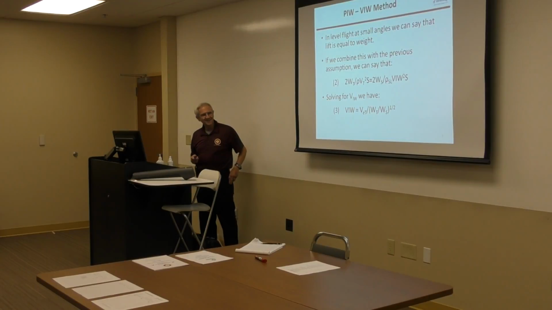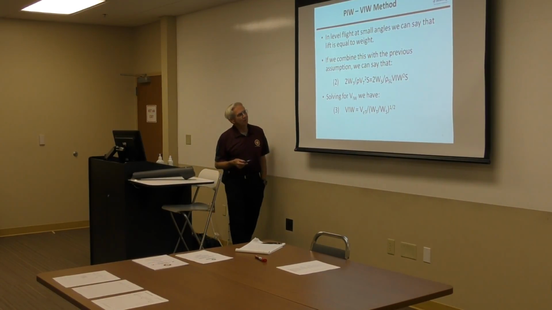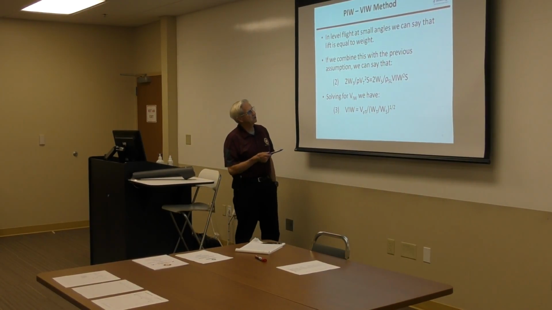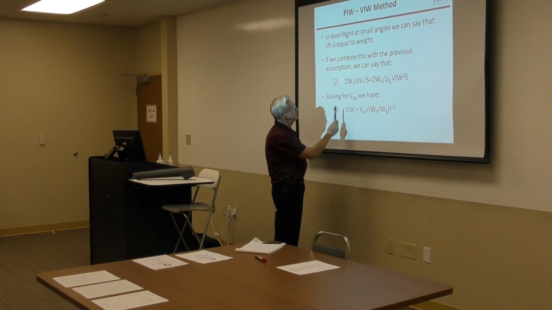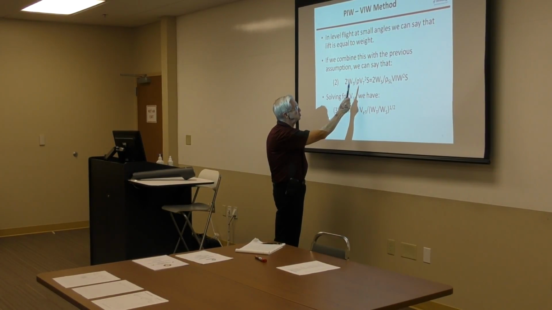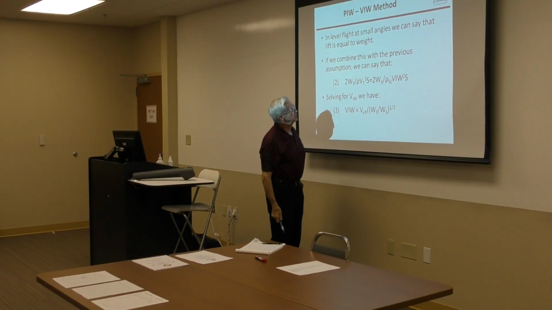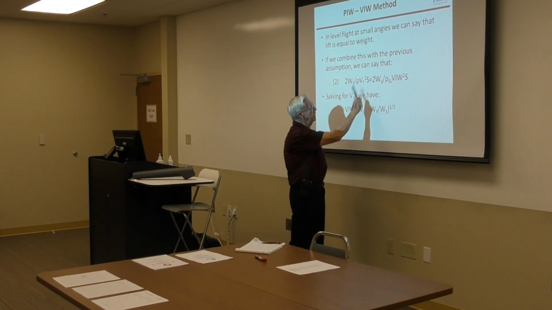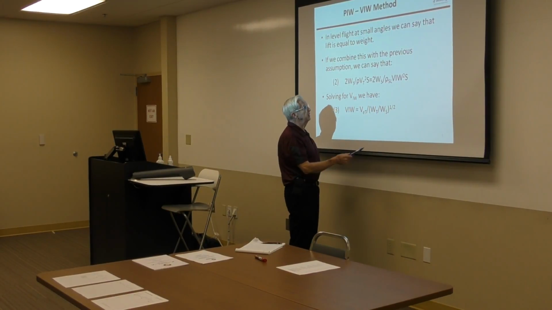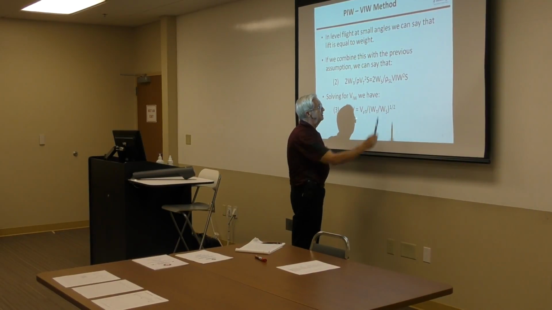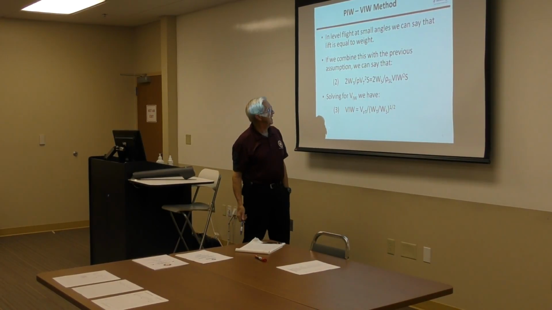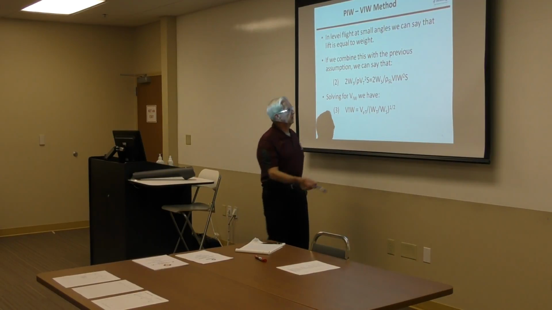But anyway, if we do that, we combine the previous assumption, we can say that 2 times the test weight over density times this is the actual density, times the airspeed squared times the wing area is equal to 2 times the standard weight of the airplane, okay, times the sea level density, times a term we'll call VIW, and again wing area.